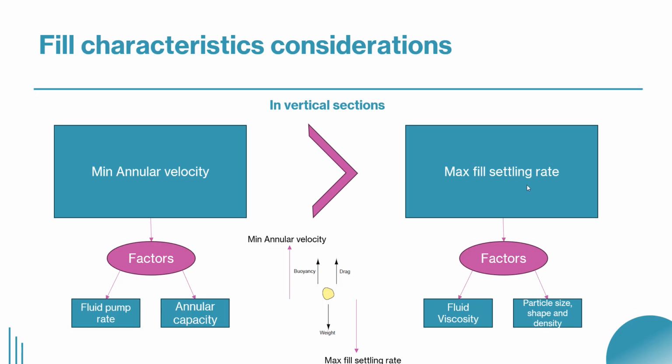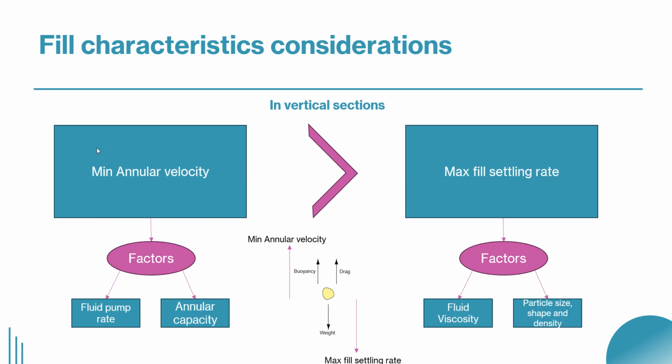So these were the factors affecting the settling rate of this particle: the fluid viscosity and particle shape, size, and density. However, the minimum annular velocity, which tends to lift this particle upwards, is affected by the fluid pump rate and the annular capacity, because the fluid pump rate equals the annular capacity multiplied by the annular velocity. And the factor that is important for us is the annular velocity. So it can be controlled by controlling the fluid pumping rate and the annular capacity. So these were the factors.